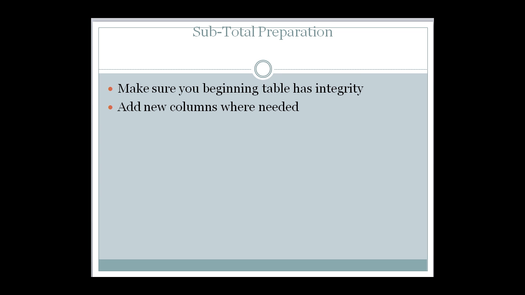When creating the tables, you want to make sure that your beginning table has integrity. By that I mean that there's a label above each column, and that there is no blank column. Anytime there's a blank column, you should either put a name in the title column or delete that column. And the same goes for the rows. You want to be sure you have no blank rows.